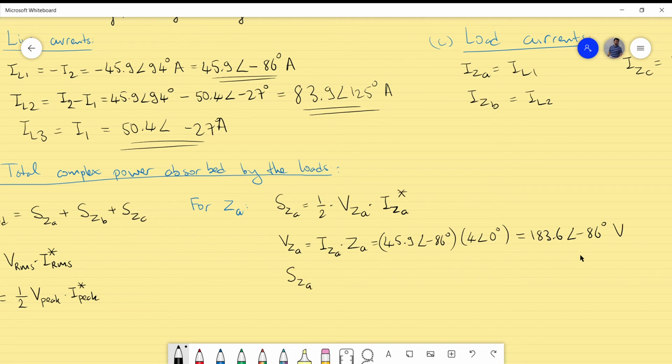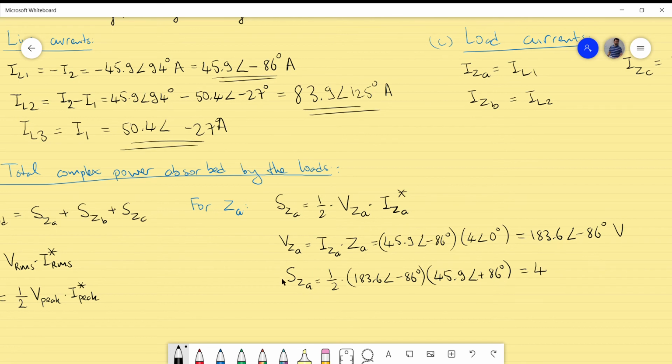S_ZA will be a half times 183.6 phase minus 68 degrees and the complex conjugate of the current. So I will have 45.9 and then plus 68 degrees. And I will have the following expression for the apparent power. If you look carefully, this phase and this phase will of course cancel each other out, and we have 0 degrees phase shift for this apparent power.